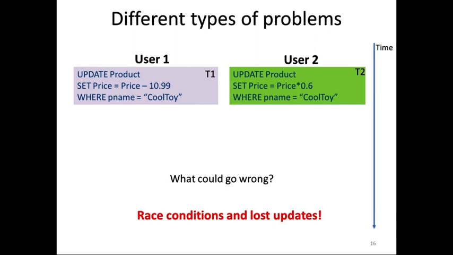Now, what if the two transactions, both of them, first read the same initial price? So what if we have the following scenario? T1 and T2 read, let's say, one after the other or at the same time, the initial value 20.